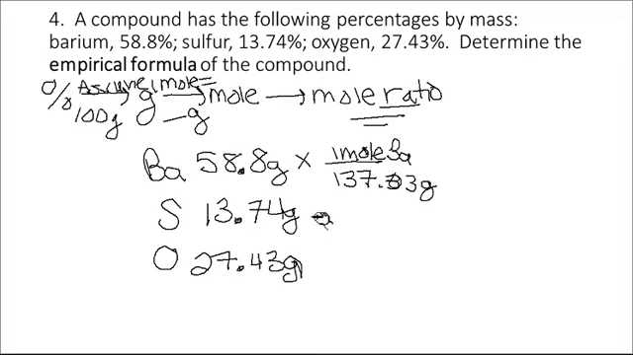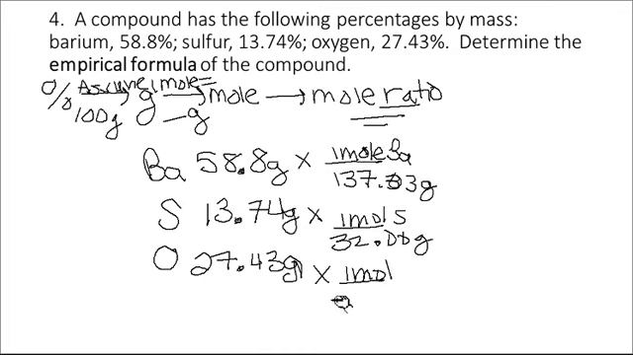I'm going to do the same thing for sulfur, so I'm going to multiply by the mass of sulfur: 1 mole of sulfur is equal to 32.06 grams. And then the same thing for oxygen, so 27.43 grams times 1 mole of oxygen is equal to 16.00 grams. Okay, so grams cancel out, giving me moles for all of them.